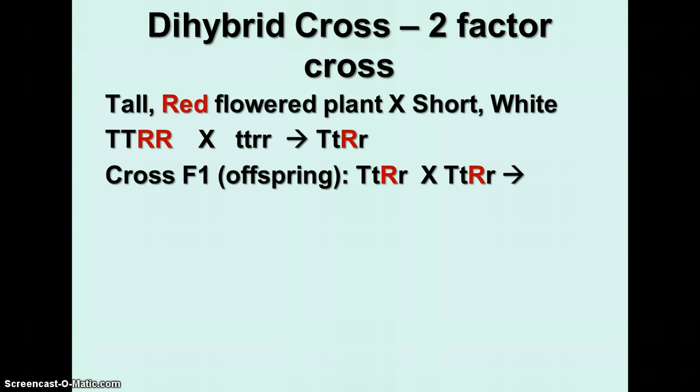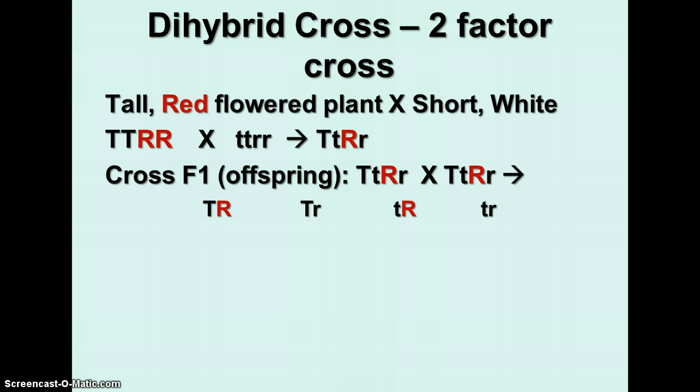Okay, so if you cross two of those F1 offspring, then you would have what's called a dihybrid cross. We have two hybrid traits that we're looking at comparison of. So you make a Punnett square. This Punnett square is going to be bigger. It's going to be 4 squares across and 4 squares down, so a total of 16 squares.